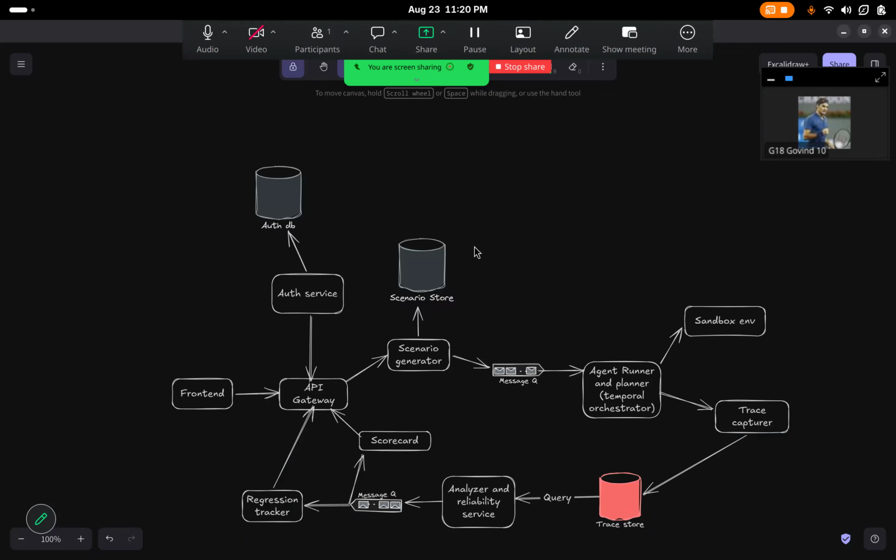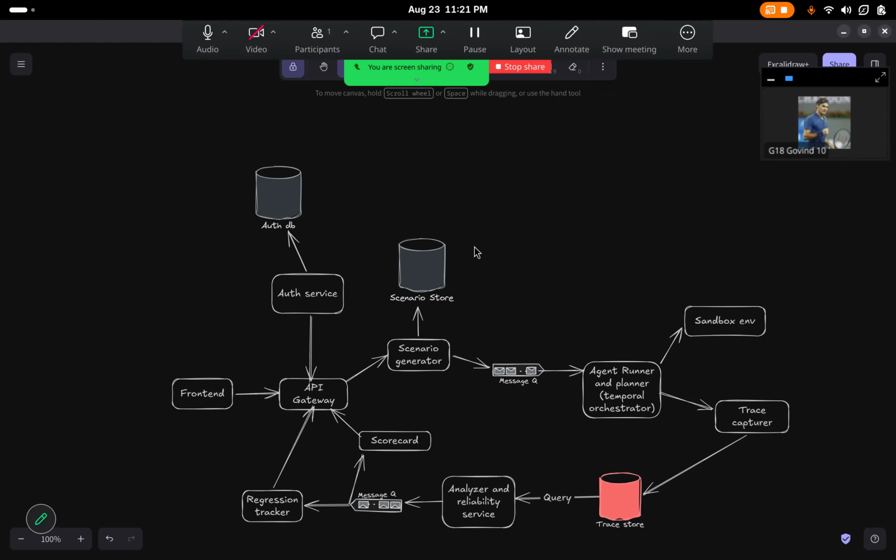This architecture is designed around independent services and event-driven communication. The process starts with the scenario generator. It takes an agent's prompt, tool definitions, and task domain and generates adversarial evaluation scenarios. These scenarios are stored persistently and published to Kafka through the scenario jobs topic. The agent runner consumes these jobs and starts a Temporal workflow.